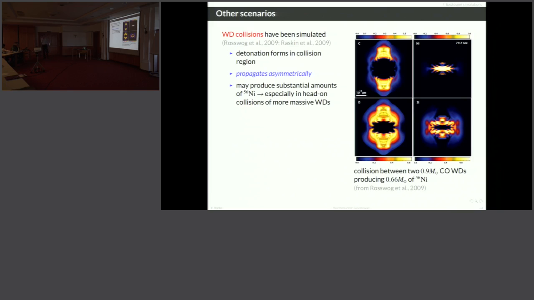You would expect to have a very asymmetric chemical structure of the ejecta, and the question is whether this is consistent with polarimetry observations of type Ia supernovae. Okay, so that's all I wanted to say about scenarios of thermonuclear explosions of white dwarfs in different simulations. Tomorrow we will then summarize the observables that have been derived from such explosion scenarios. Thank you very much for your attention.